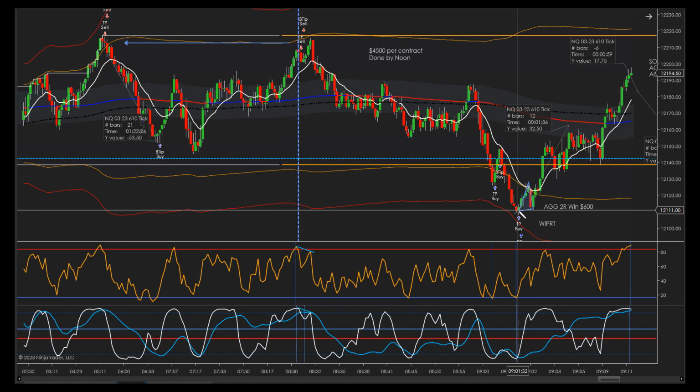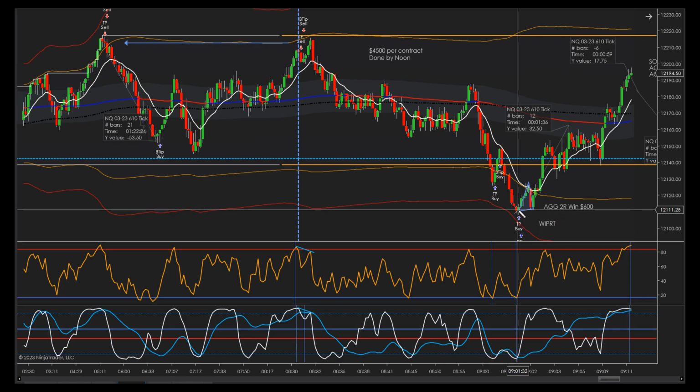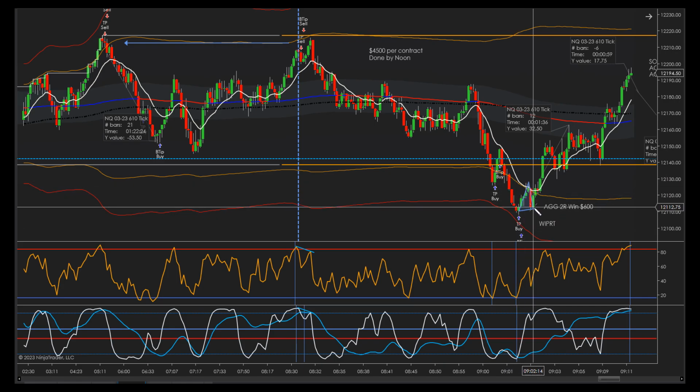So from that level, now we've got an area that we want to pay attention to. This is an extreme oversold condition and a level of support. Okay, we get a cluster 2 on the left side. We double bottom. There's our visual price pattern, and that produces our aggressive long entry.